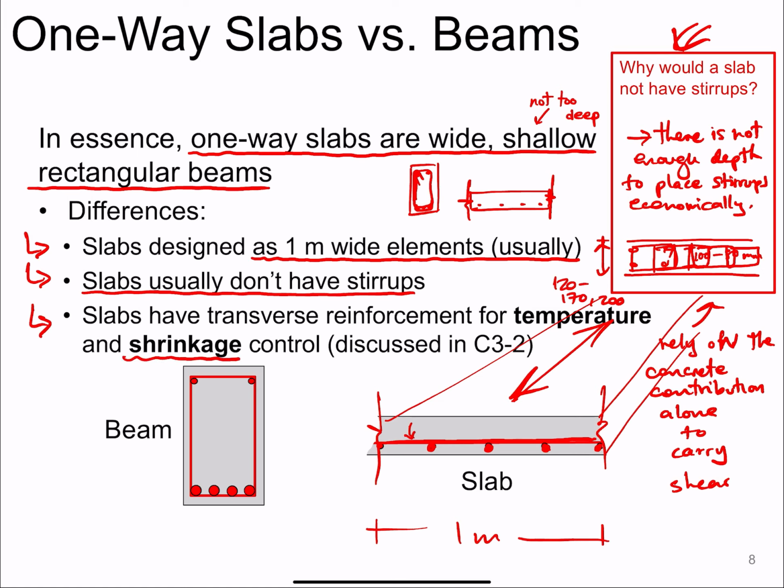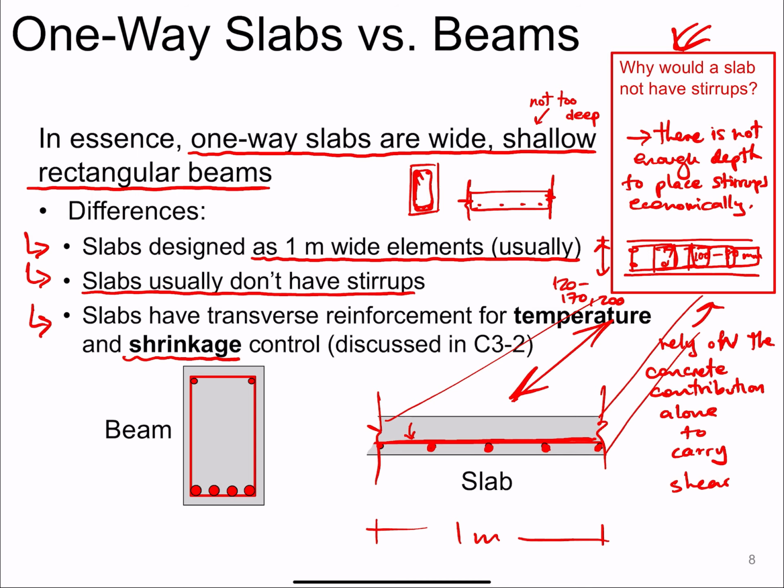Shrinkage is when the concrete loses water and dehydrates and then starts shrinking, and if you restrain it, that shrinkage may cause cracking. So those transverse bars are intended to minimize the temperature and shrinkage strains that may crack your one-way slab badly.